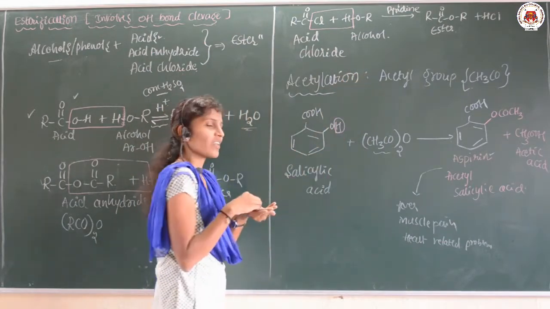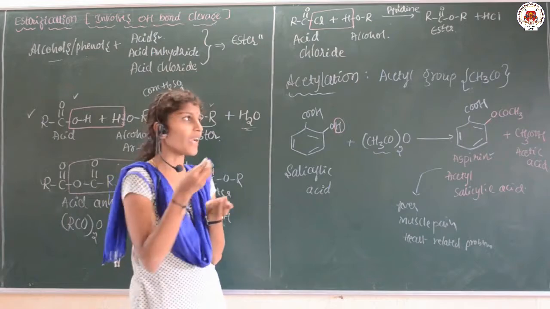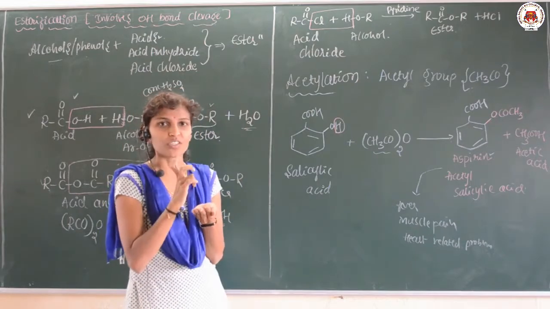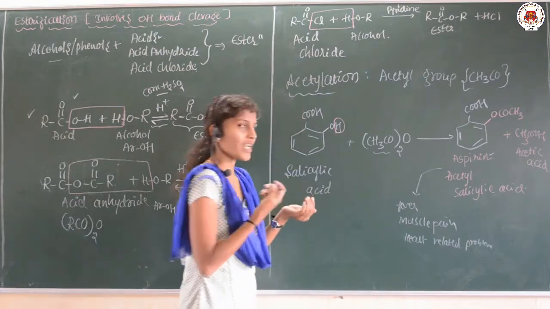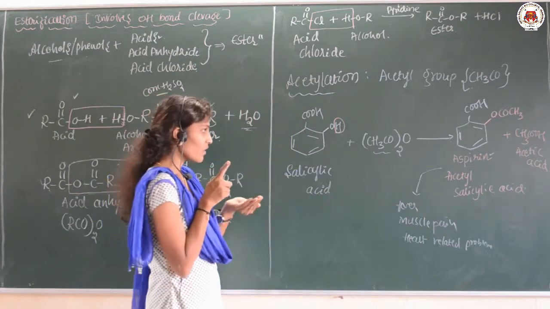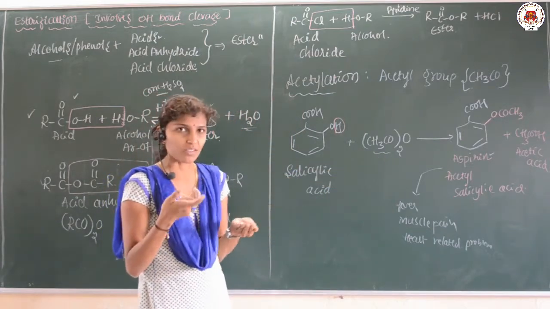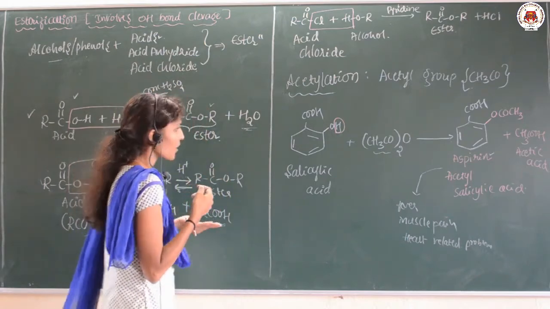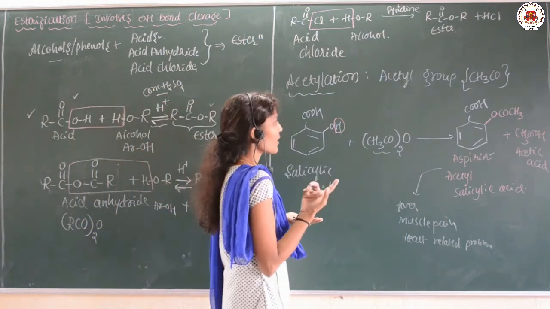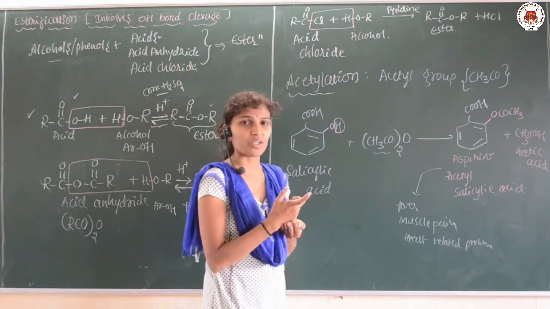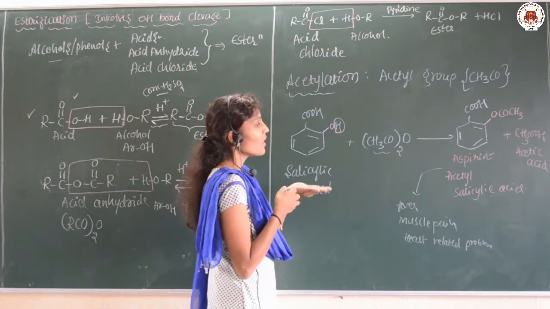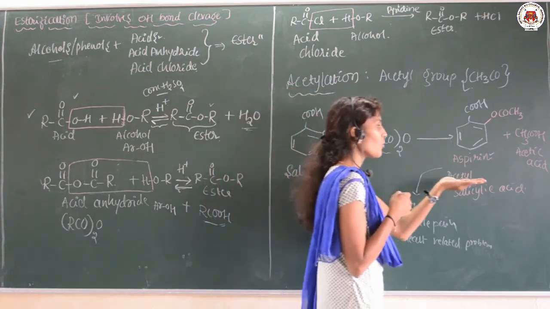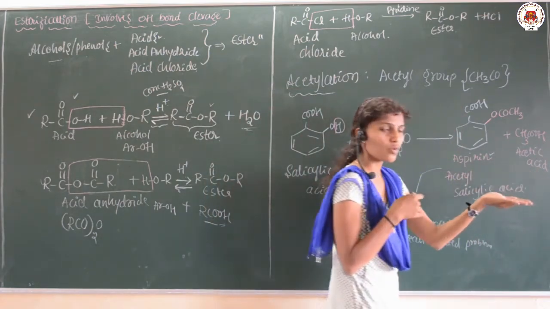And then one more reaction, that is acetylation. Acetylation is nothing but addition of the acetyl group. Which is the acetyl group? CH3CO is the acetyl group. Whenever salicylic acid is treated with the acid anhydride, there is an introduction of the acetyl group, that is why it is called acetylation. And along with that, acetic acid is also formed.